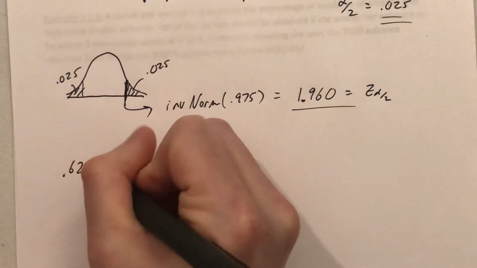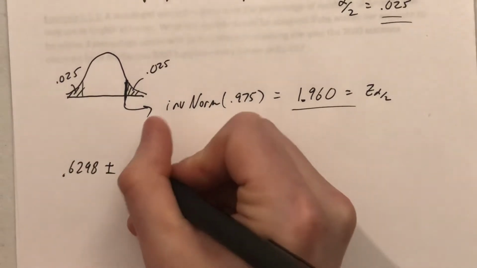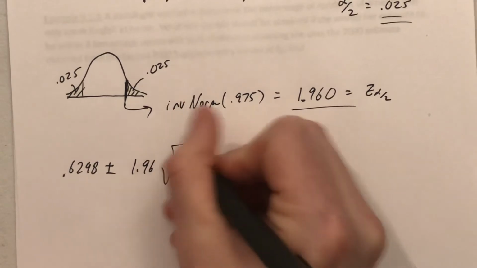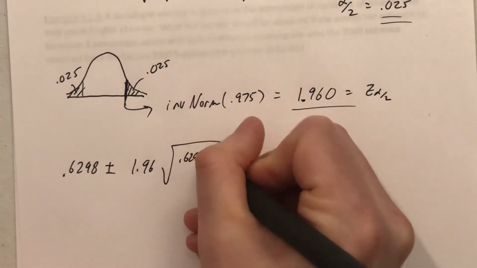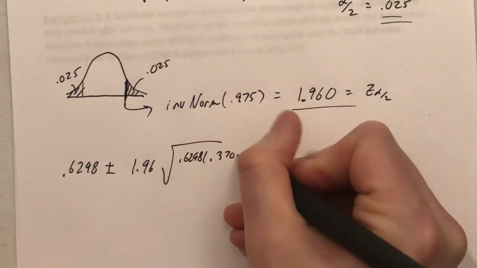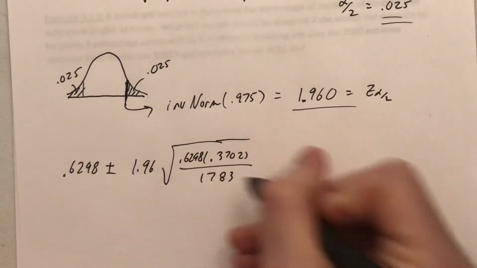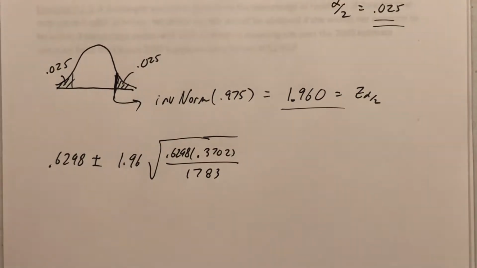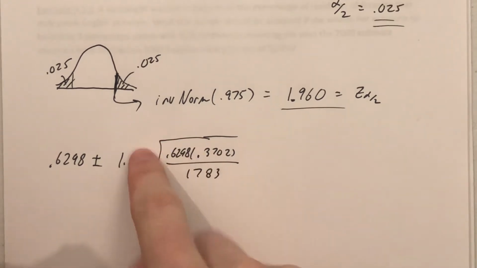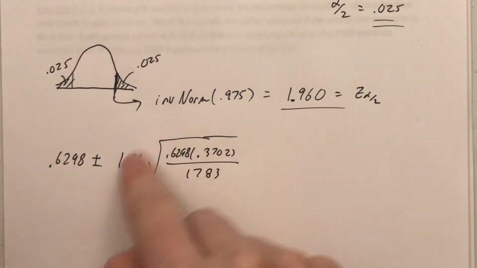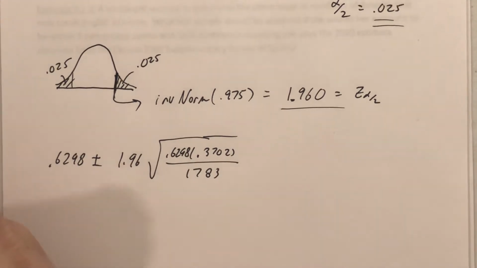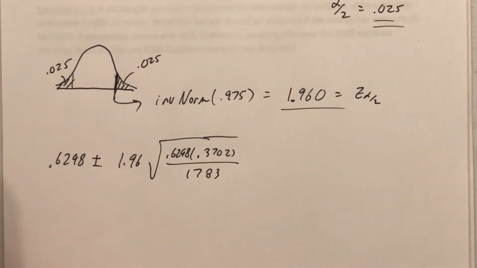So our p hat is 0.6298 plus or minus that 1.96 times the square root of 0.6298 times 0.3702 all over 1783. Now, whether or not you choose to put this in your calculator all at once is up to you. I'm going to go ahead and just do what we call the margin of error. I'm going to do just that plus or minus part, partly because it gives some insight as to whether or not I've got this calculated correctly when you look at it separately.